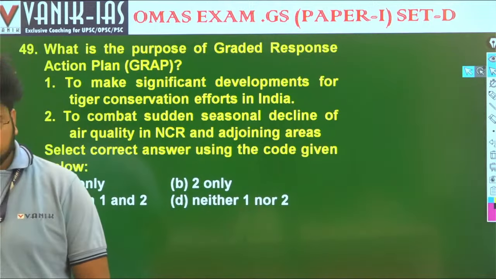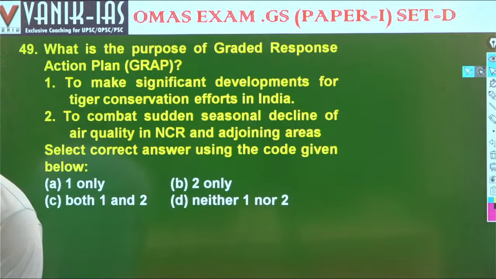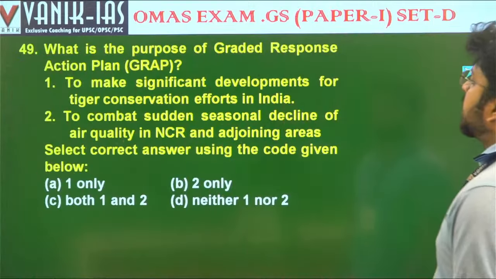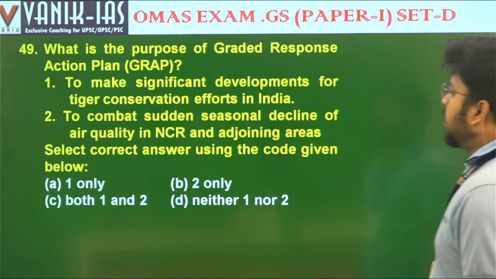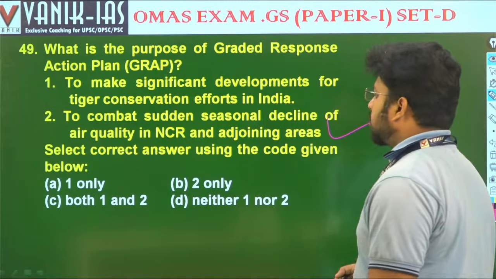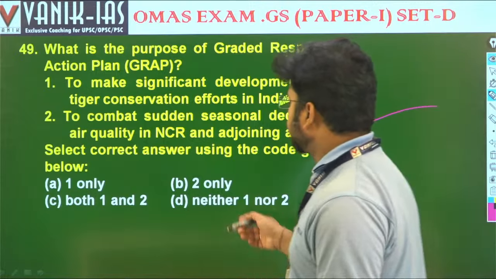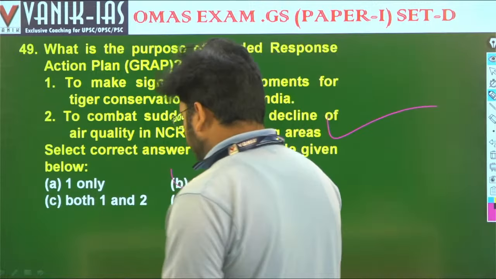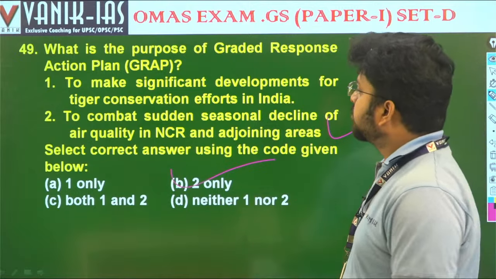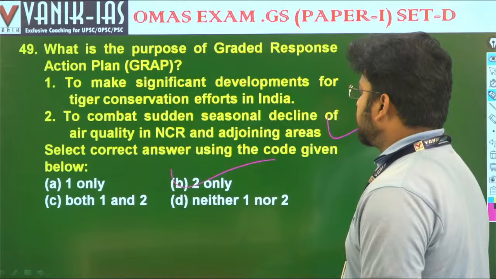Next question number 49. What is the purpose of the graded response action plan? Graded response action plan, it is for pollution of Delhi. It was in news. Clarity from current affairs, so 2 is the right answer. 2 only is the answer. There is no relationship with the tiger issues, right? Tiger conservation. It is related to pollution.